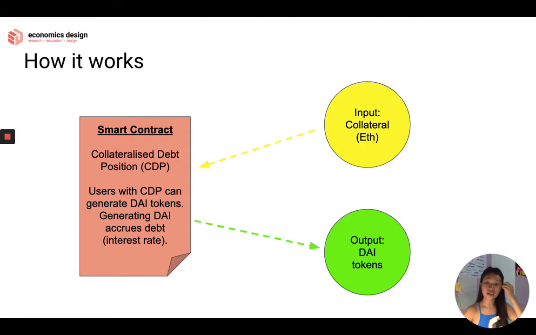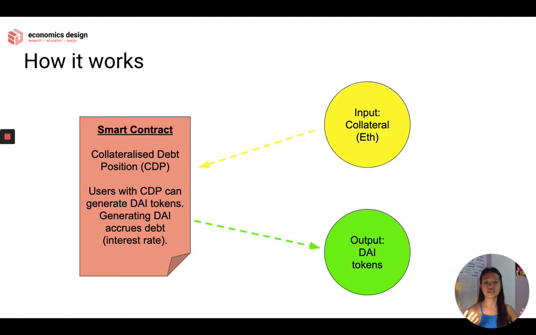So let's look at a little bit more of how it works before we look at the different use cases. It uses CDP. So CDP is collateralized debt position. It comes from the traditional financial world of CDO, collateralized debt obligation. Same concept. You basically have an input, give to them. The smart contract will have this. Instead of a traditional contract for CDO, you have a smart contract for CDP, and the CDP will then generate DAI tokens. And when it generates DAI tokens, it accrues debt.